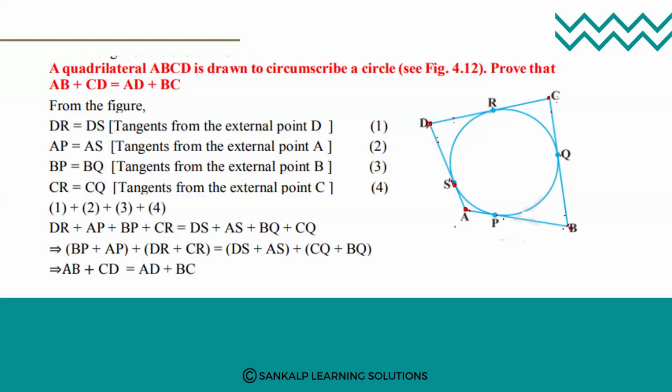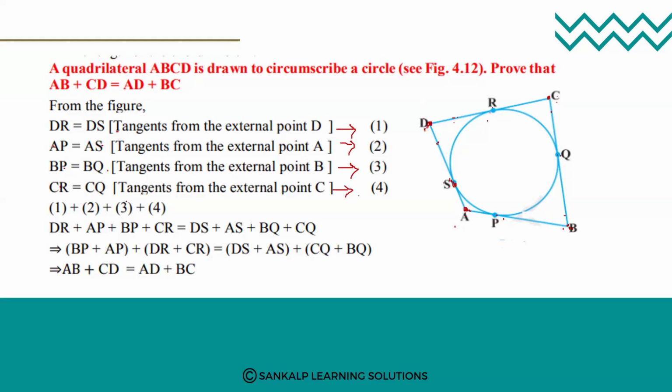This is one of the theorems, right? Two tangents are equal, meaning DS and DR are equal, AS and AP are equal, BP and BQ are equal, CQ and CR are equal. So DR is equal to DS, AP is equal to AS, BP is equal to BQ, CR is equal to CQ. Call these equation 1, equation 2, equation 3, and equation 4.